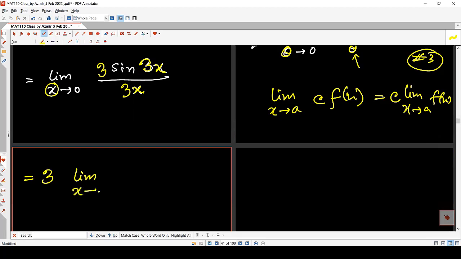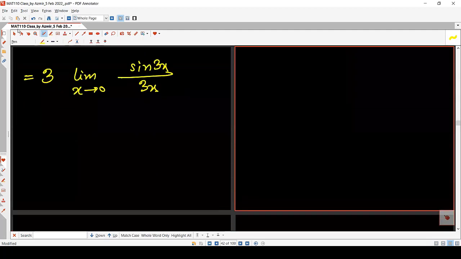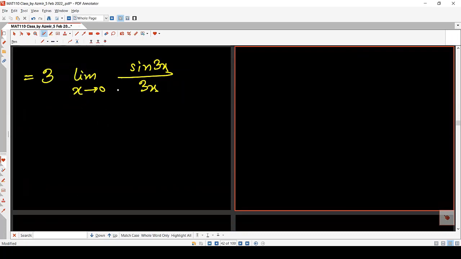So limit x tends to 0, sine of 3x divided by 3x. So here this time we have to apply the technique change of variable, because here we have 3x, here we have 3x. We also need 3x here. So how can we do that? So we need the change of variable.